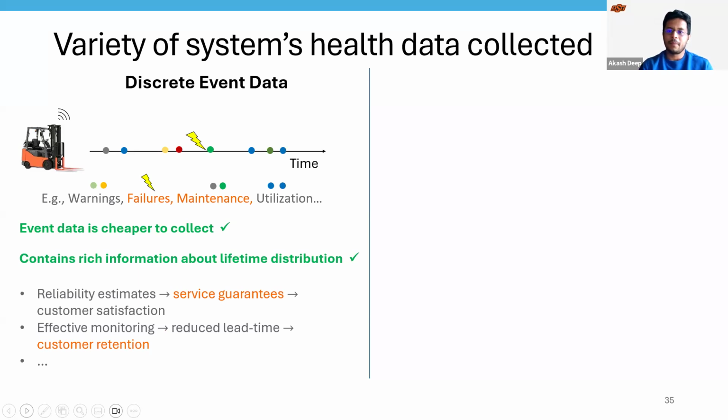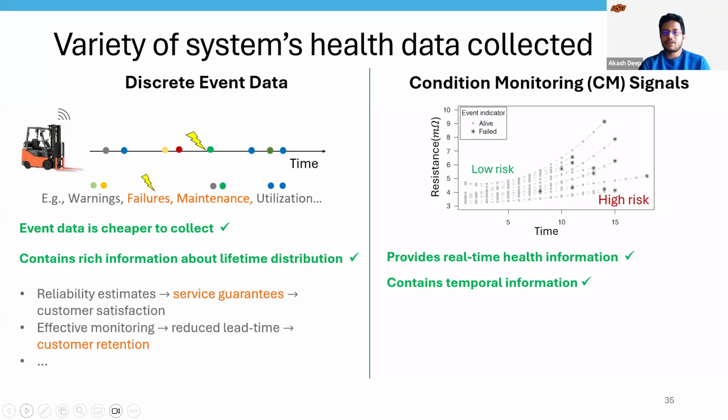It's discrete in nature. The other class of data is where you are continuously monitoring what is going on with the equipment. So what you see here, for example, in the chart are multiple lead acid batteries. And we know that lead acid batteries stop working once their internal resistance goes really high or it saturates. So this is what you're seeing. Let's say you're collecting data over time for multiple batteries, and maybe initially there is low risk of failure, but as you go ahead in time, there is high risk of failure.